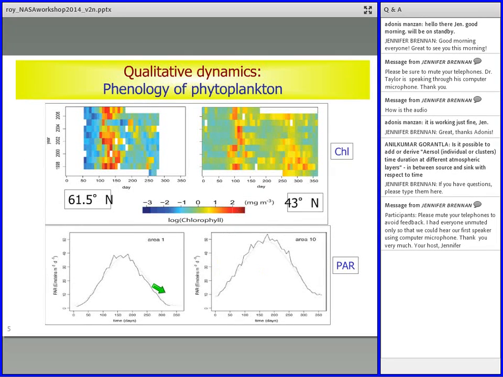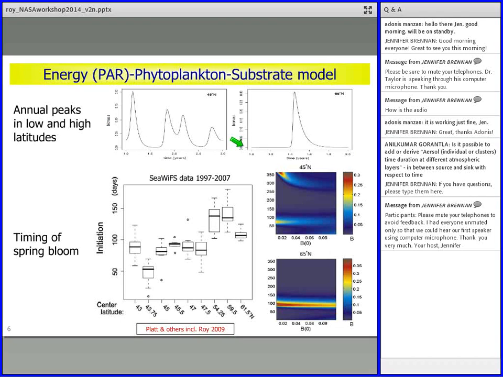Now if we look closely at these two boxes, at 61.5 degrees north and 43 degrees north, we see that the PAR, photosynthetically active radiation, has a very similar shape in these boxes, whereas the phytoplankton dynamics differ very much. So the question is, what drives this dynamics of phytoplankton? And to understand that, we developed a dynamical model which we call the energy phytoplankton-substrate model.